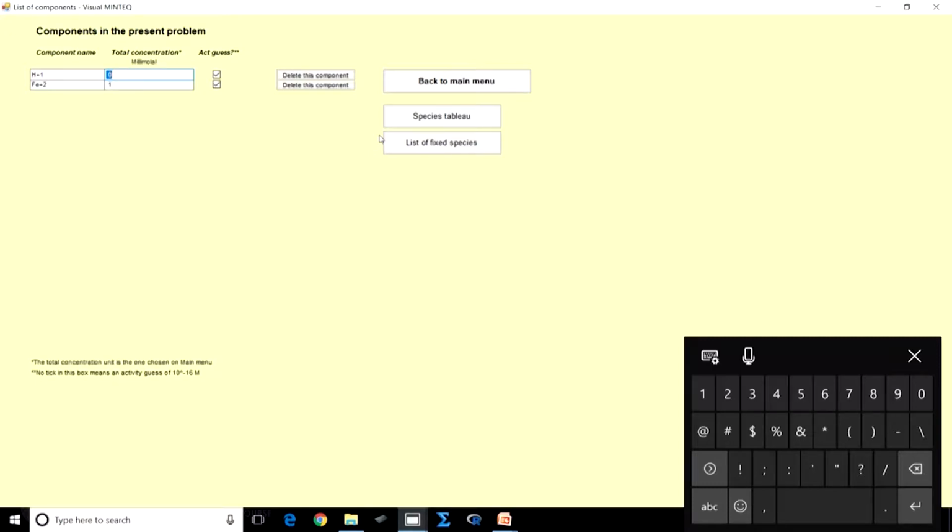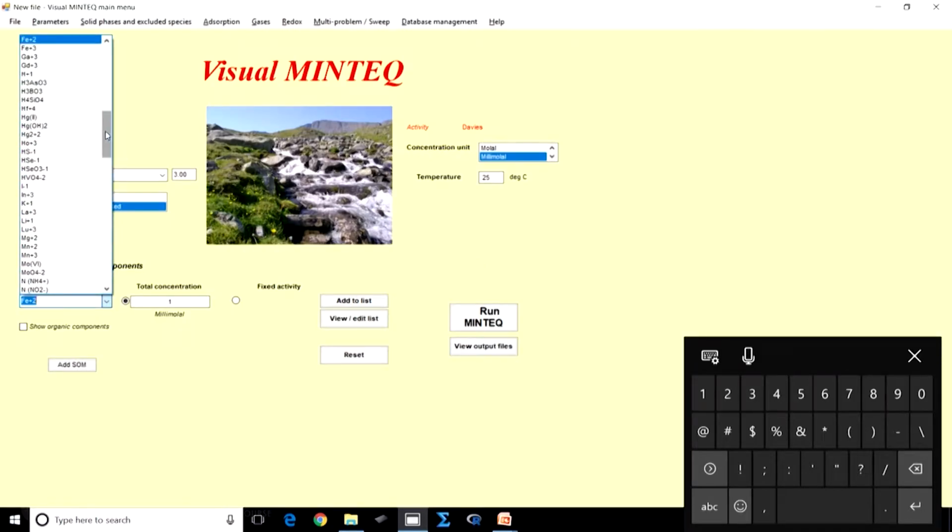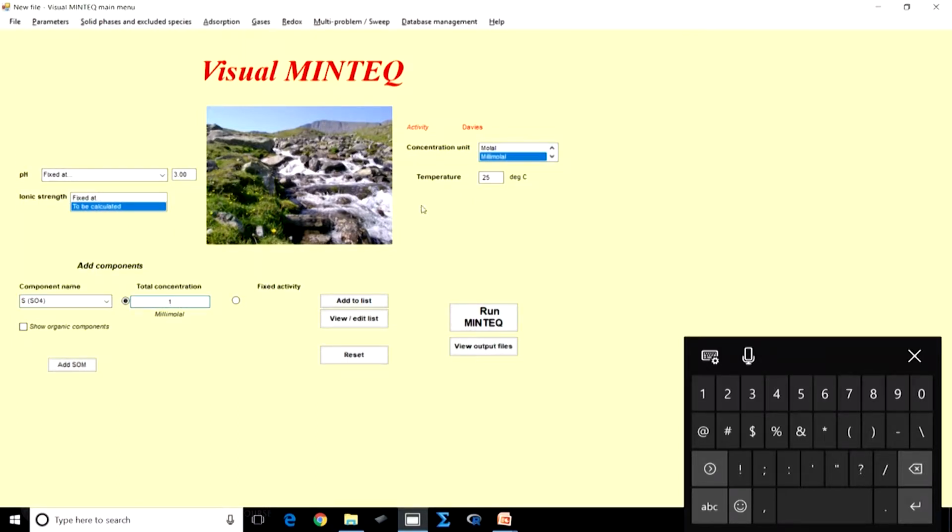I should have put in something with respect to what should be my source. Let us say it is going to be FeSO4, to balance the charge. It is going to be the source for Fe2+ and SO4 2-. Let me plug that in here, with the relevant equivalent concentrations. So, I am going to plug that in, view edit list, back to main menu and run Mintec.